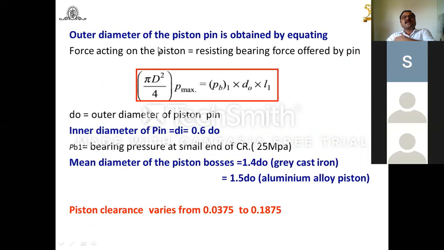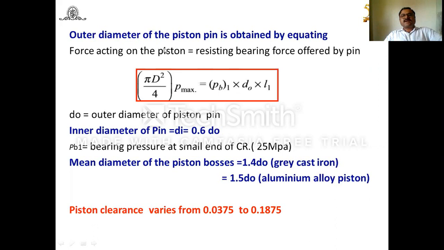Then another important thing: the outer diameter of the piston pin. How to find it? Because the force coming on the piston because of expansion, this force, and the resisting bearing force offered by the pin, PB1 into D0 into L1. The outer diameter of the piston pin is obtained by equating the force acting on the piston, which is because of the gas expansion, and the resisting bearing force offered by the pin. Here the bearing pressure PB1 is for the piston pin portion which comes in contact with the connecting rod part. That's why the area is considered D0 into L1, and this is the bearing pressure of that part. From this expression, you will get D0, the outer diameter of the piston pin.